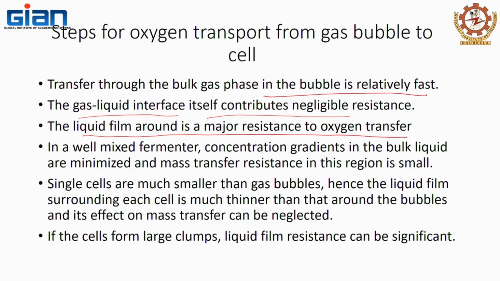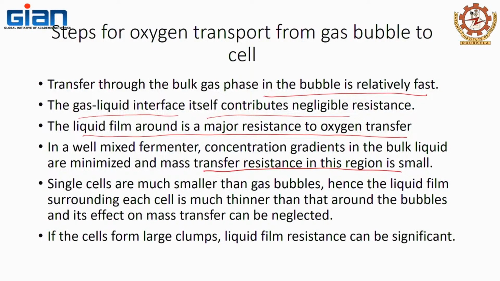In a well mixed fermenter, concentration gradients in the bulk liquid are minimized, and the mass transfer resistance in this region is small. So if you are well mixed, imagine it this way, the cell cluster is here, the distance of the bubble is not too far, so the resistance that it has to go through is less. Single cells are much smaller than the gas bubbles, hence the liquid film surrounding each cell is much thinner than the film around the bubbles, and its effect on mass transfer can be neglected completely. If the cells form large clumps, liquid film resistance can be significant.